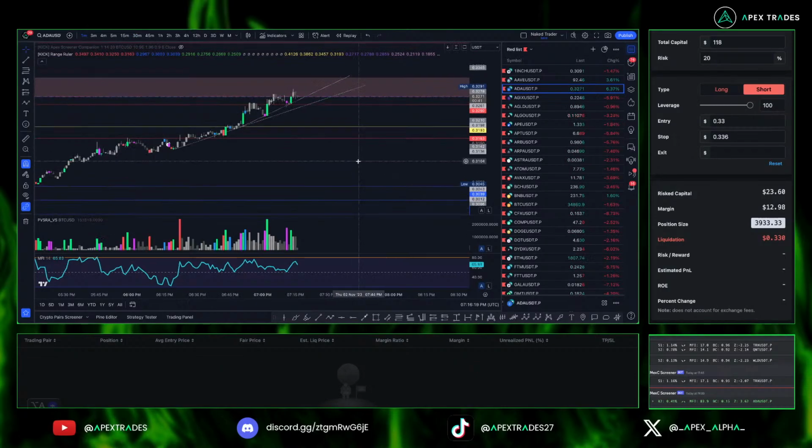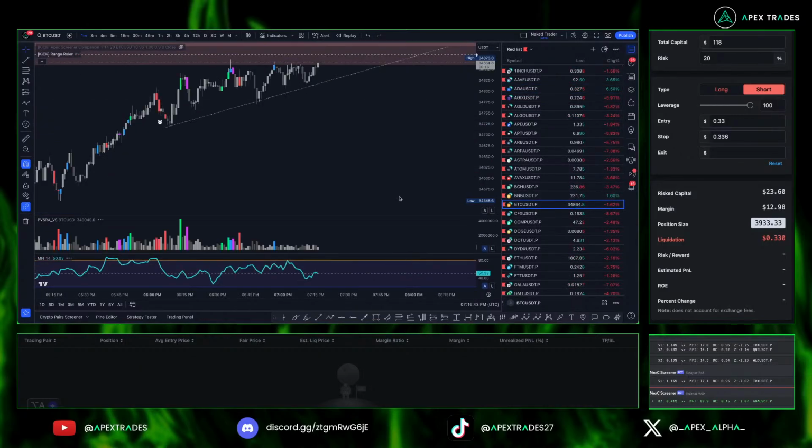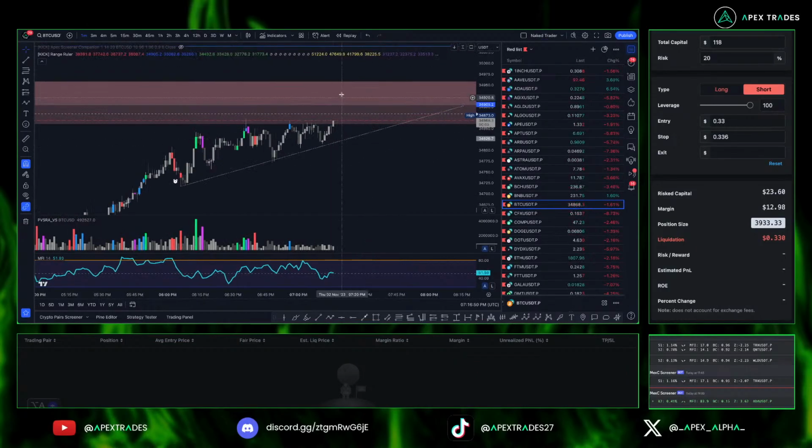What we're waiting for is that break, right? Break and retest. Nothing else other than ADA has given us an indication at this moment in time. Let's have a quick check at what BTC is doing. Yeah, BTC is another option as well. So we could be in 2 trades here. This is the zone that I'm going to be looking to short from.